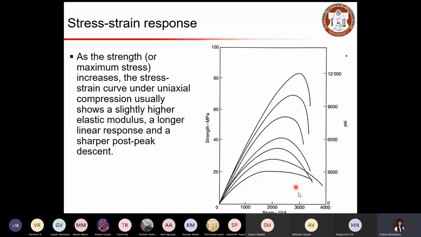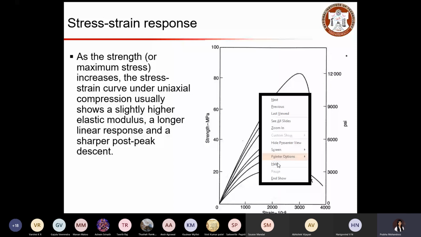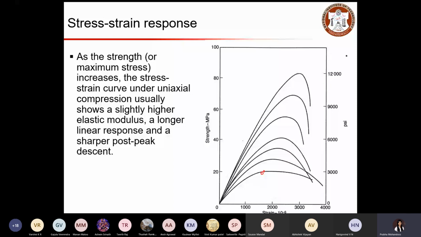As this strength increases, you can see the post-peak region got reduced. So here your post peak will be somewhere at this point, but after your peak you have this much strain absorption or energy absorption when you use this particular concrete. As the strength increases, you can see the reduction in post-peak response. So this is the higher strength concrete.